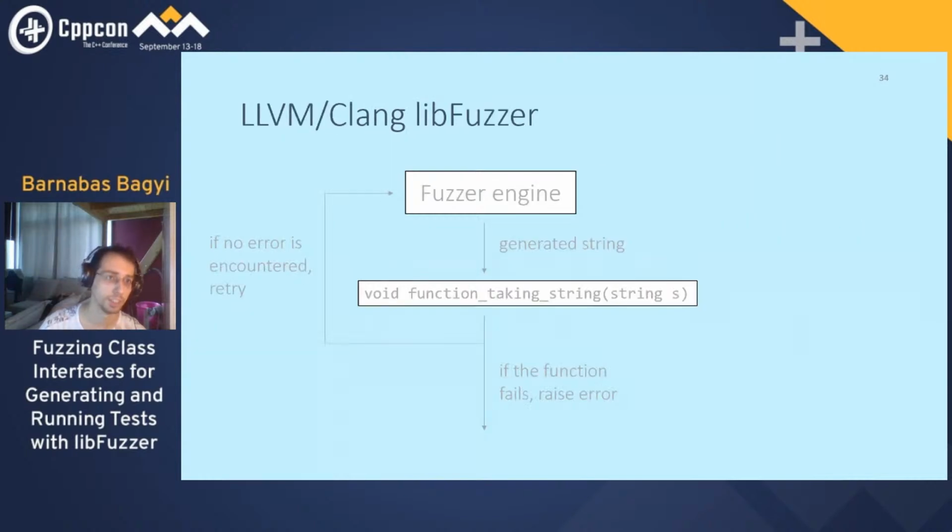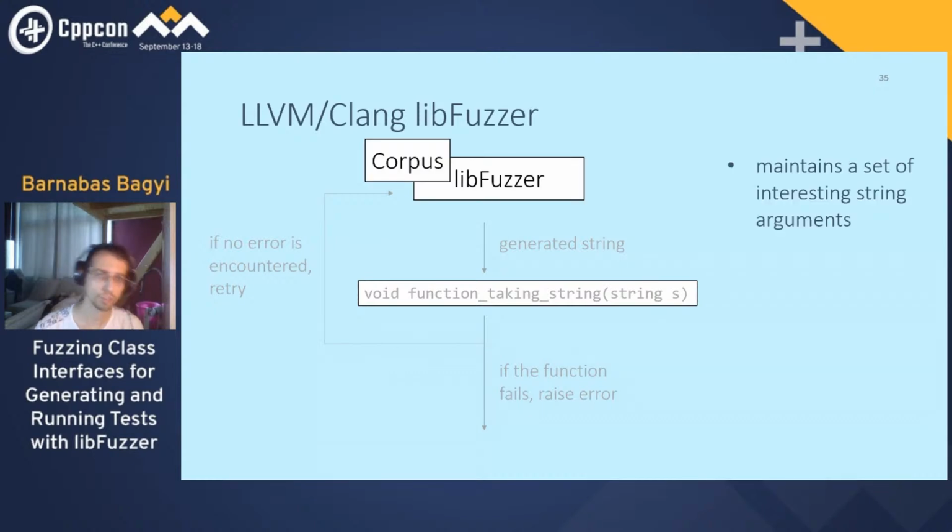Now, the fuzzer engine that I've decided to use is LLVM Clang libFuzzer. Let me highlight the differences between the general engine and libFuzzer. First of all, libFuzzer maintains a test case set, which is called a corpus. The corpus consists only of test cases which were deemed interesting by libFuzzer. We can think of interesting as something revealing new coverage, but it can also mean other things like leading to a new comparison result.